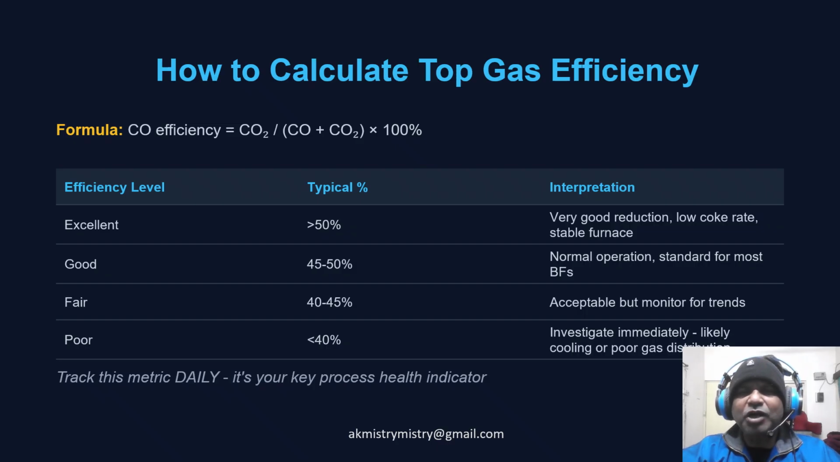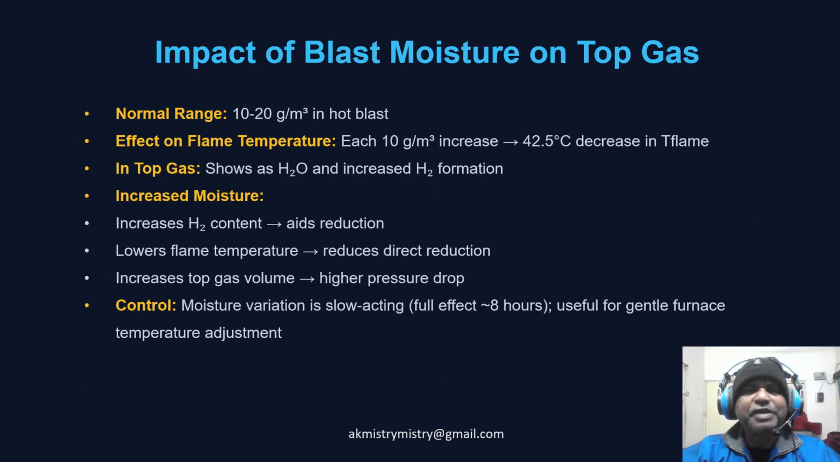Now, blast moisture also leaves a clear mark on top gas and furnace thermal balance. A normal moisture range in the hot blast is about 10 to 20 grams per cubic meter. Every increase of 10 grams per cubic meter reduces flame temperature by roughly 42.5 degrees Celsius.